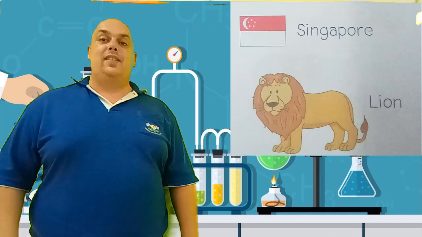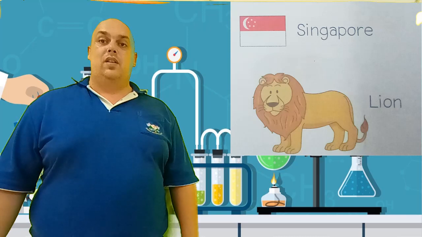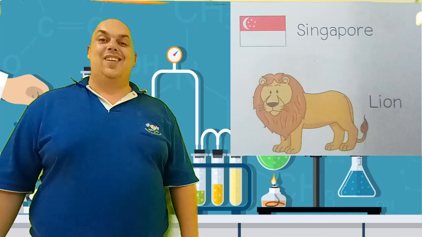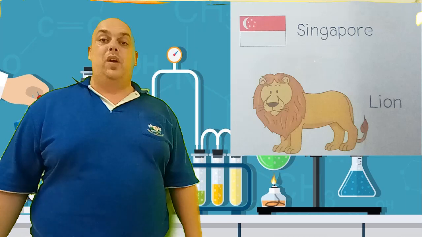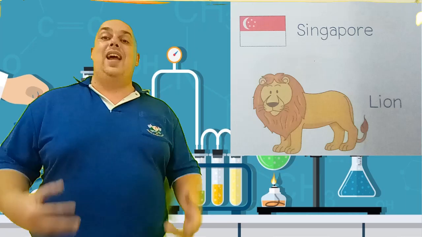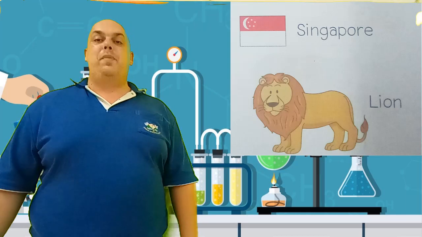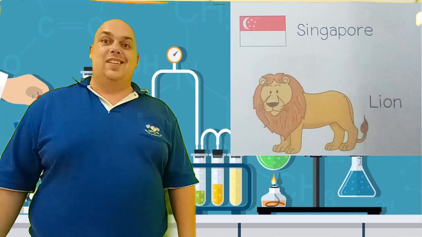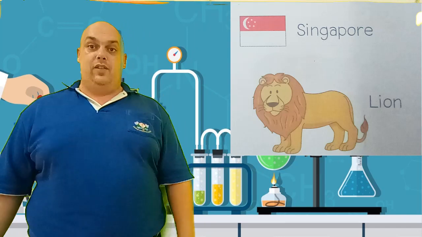And the last country for this page is Singapore. Repeat after me. Singapore. Okay, and what is the national animal of Singapore? Well, it is the lion. That's an easy one. Lion. Repeat after me. Lion. All right, good job. Let's go to the next page.